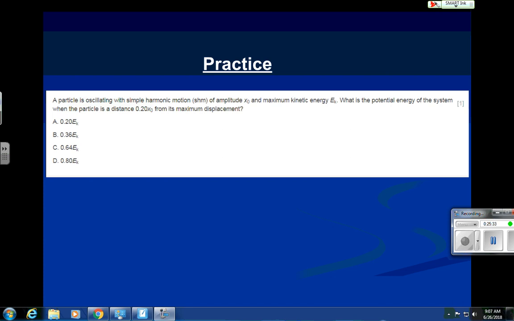So the problem is asking for the potential energy of the system. But we don't have an equation for potential energy. We only have an equation for kinetic energy. So let's work with that, since we know that they will be kind of inverse of one another. So here's our equation for kinetic energy when the object is located at a certain position x. I'm going to rearrange this just a little bit to figure out the kinetic energy when it's located somewhere.